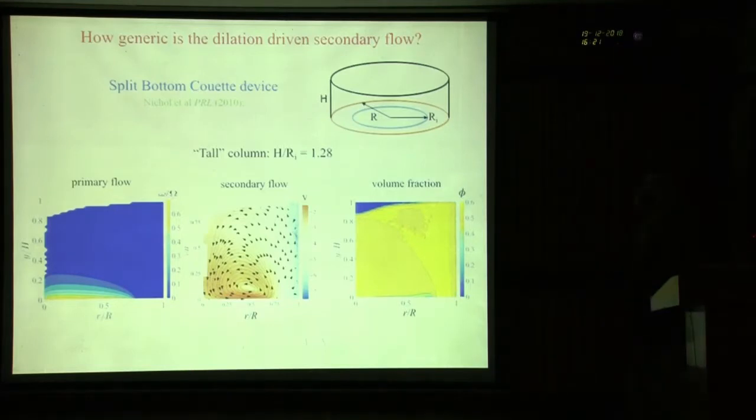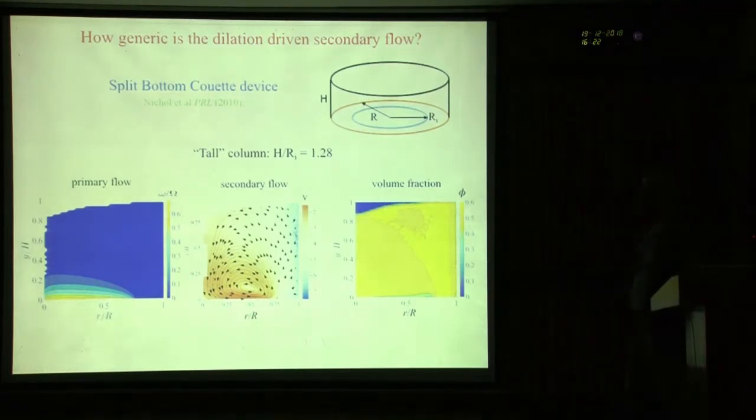Now, is this restricted to the cylindrical cuvette? And the answer is no. It's quite generic. So you take this slightly more complex flow. This is what's called the split bottom device. It was used to study some aspects of kinematics of grains, and you shear the material by rotating a part of the base. Okay, so the base is split into two parts. The inner part rotates and the outer part is static, and so is the container.